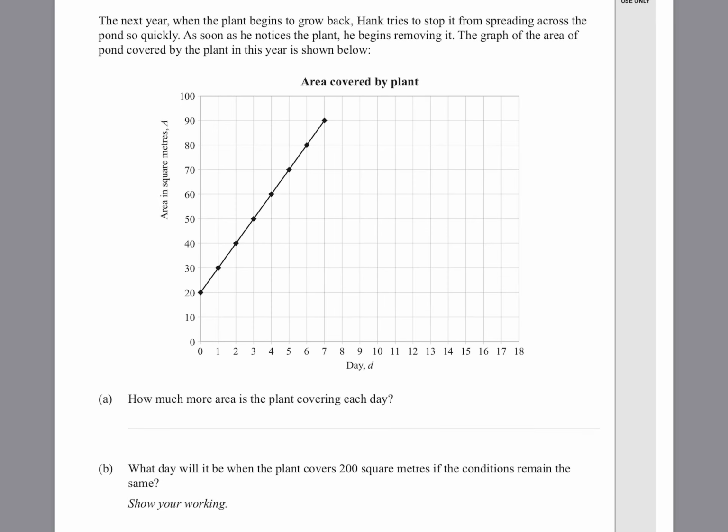The next year, when the plant begins to grow back, Hank tries to stop it from spreading across the pond so quickly. As soon as he notices the plant, he begins removing it. The graph of the area of the pond covered by the plant this year is shown below. So area in square meters, A.